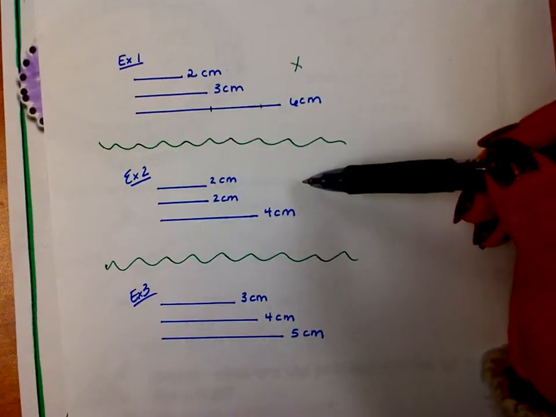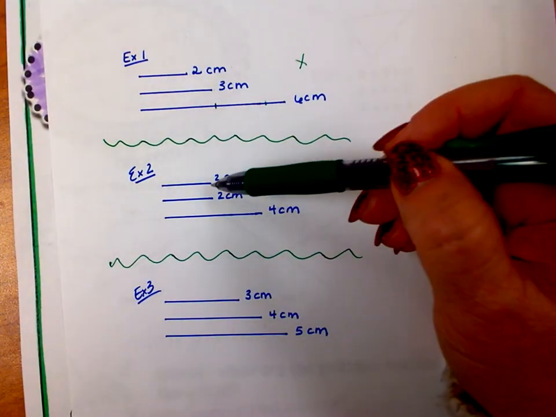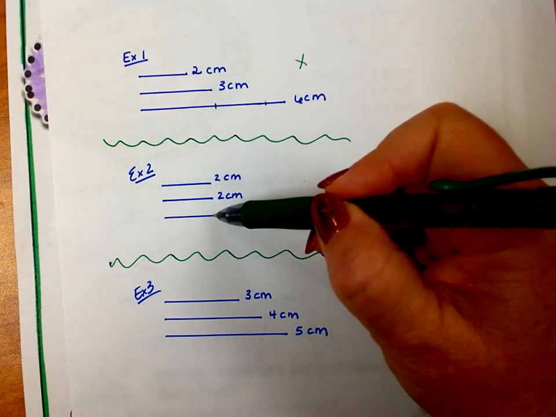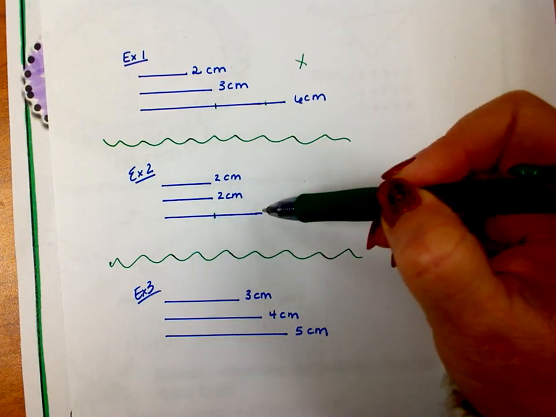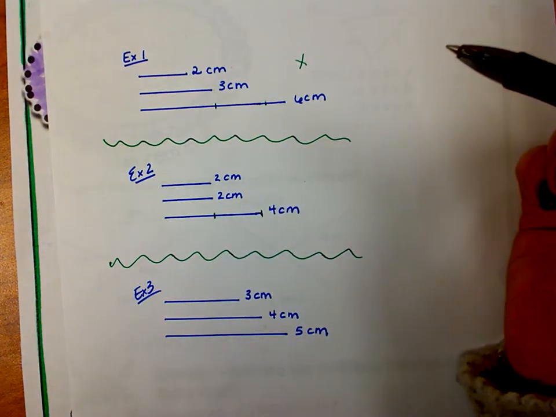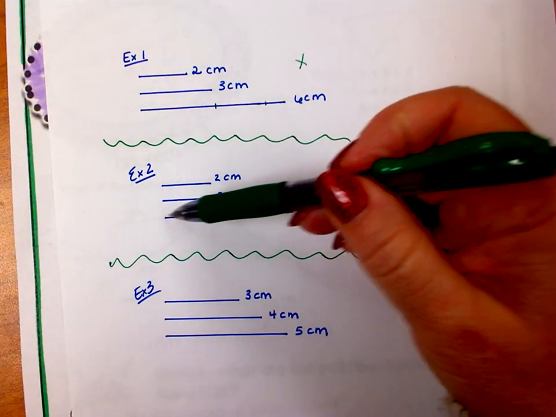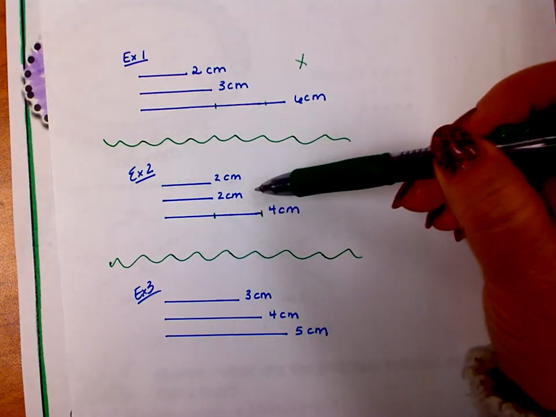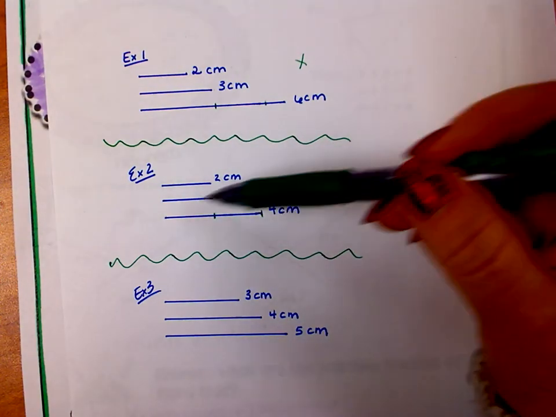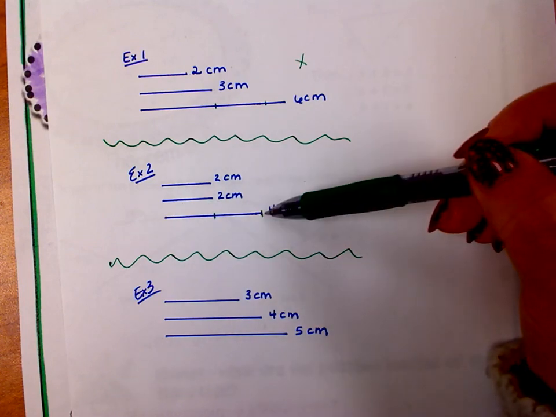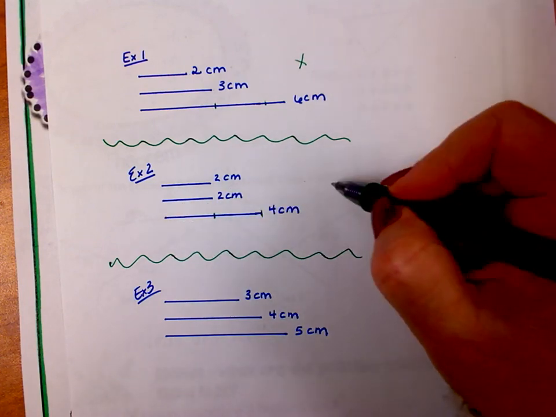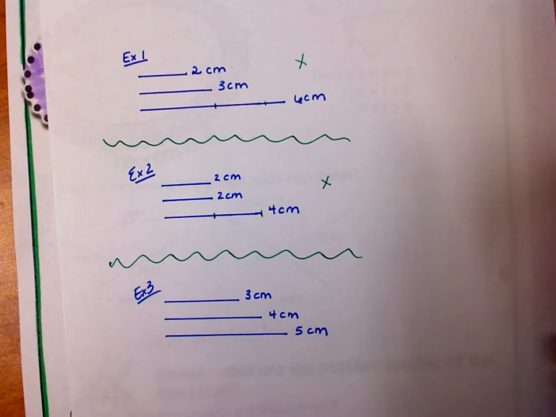In example 2, if we stack the first one on here, then the second one is going to come to here, and it reaches exactly to 4 because 2 plus 2 is 4, which creates a line, but it doesn't give us any space for a triangle. So this one also will not work.